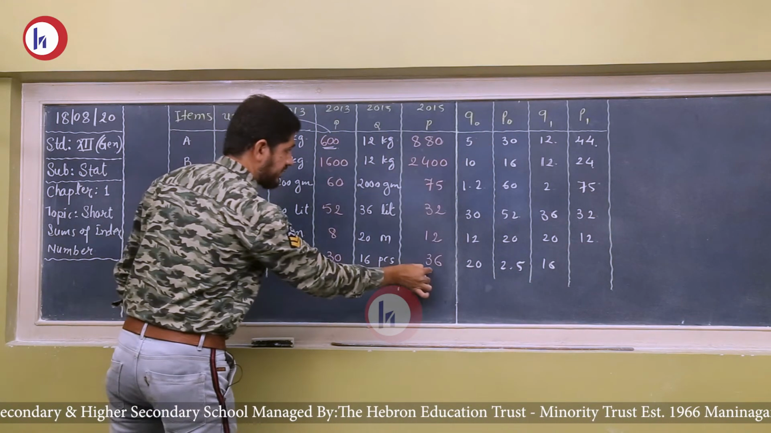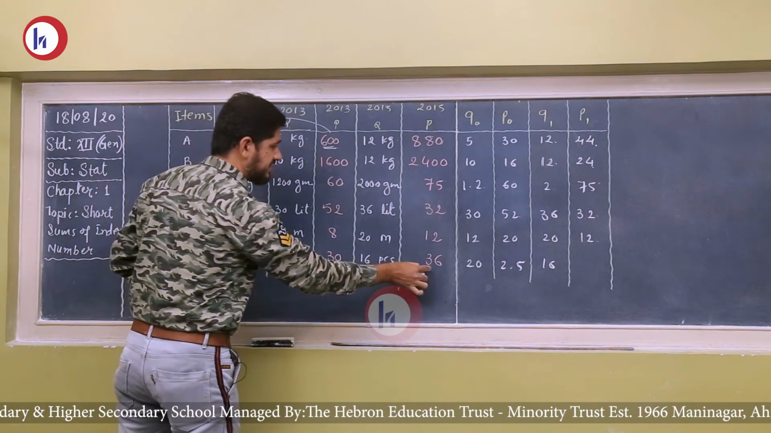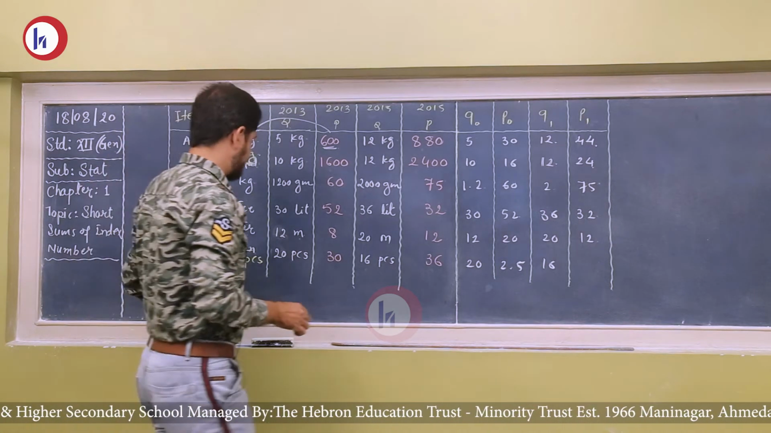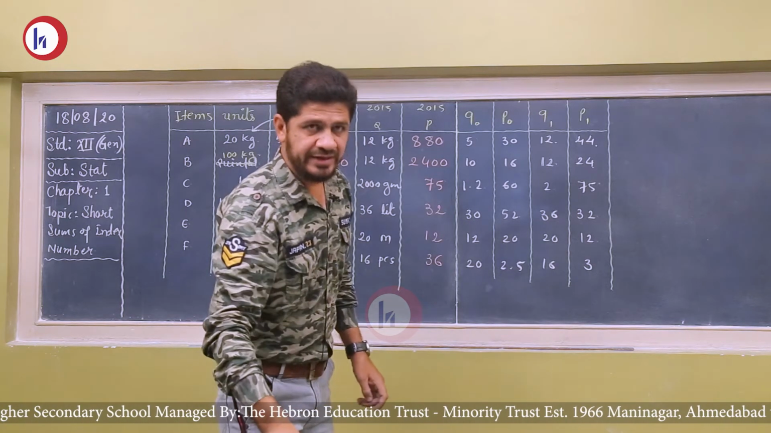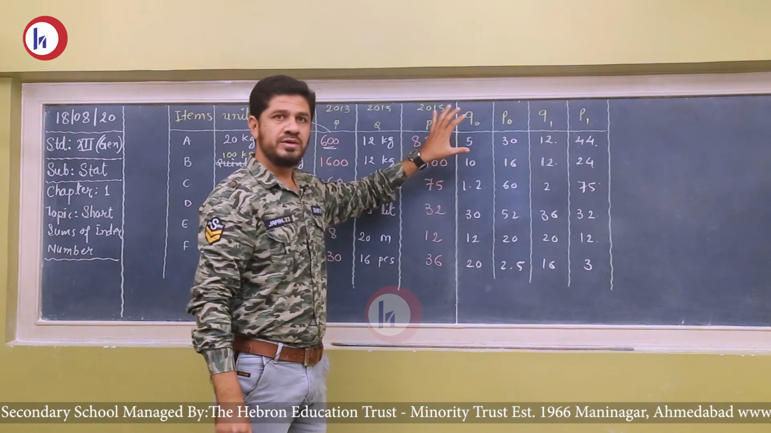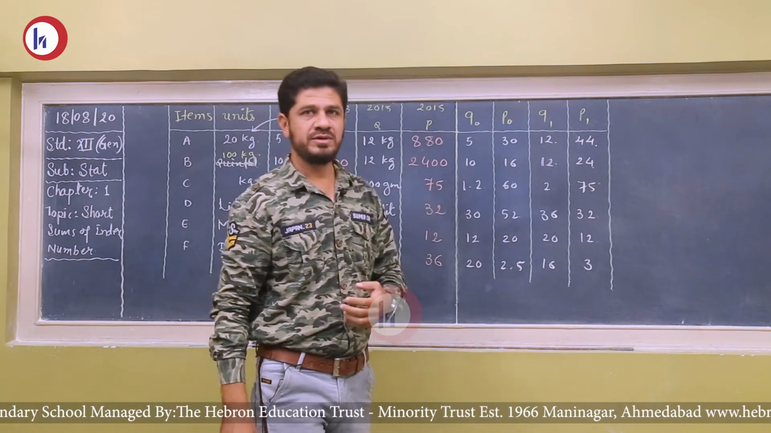Finally 36 divided by 12. So 36 is the price of 12 pieces. What is the price of one piece? That is 3. So students, there is the rectified value. We got the rectified value of price and quantity. Now you know how to solve the sum.